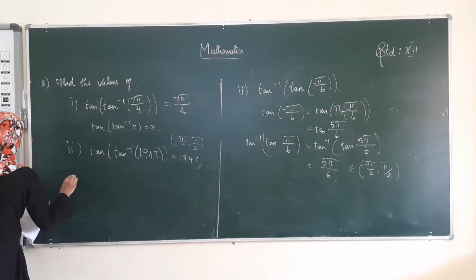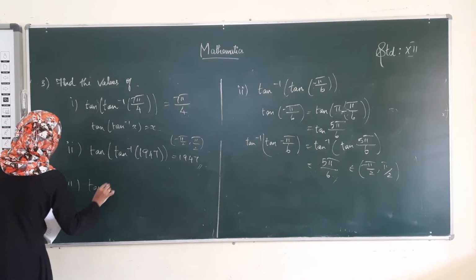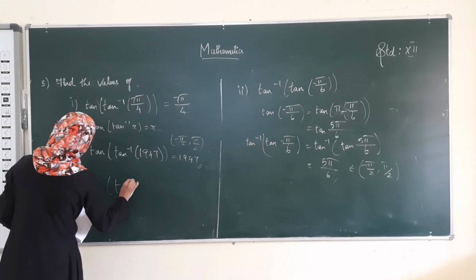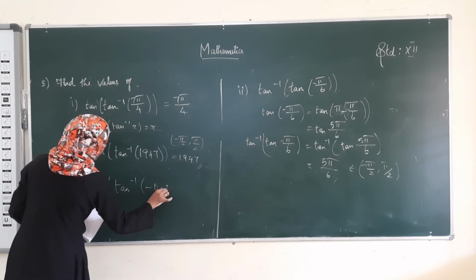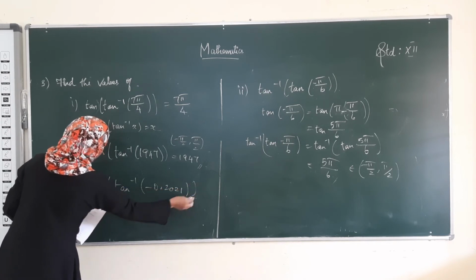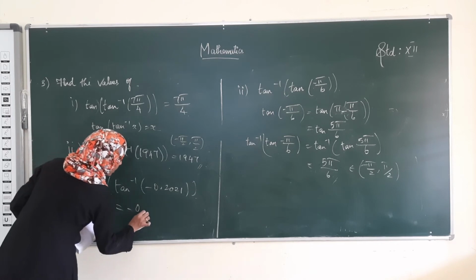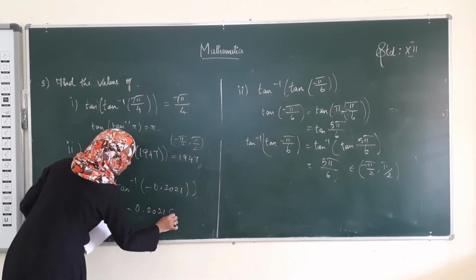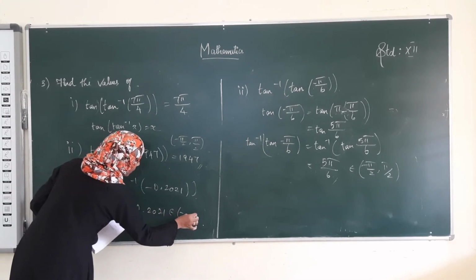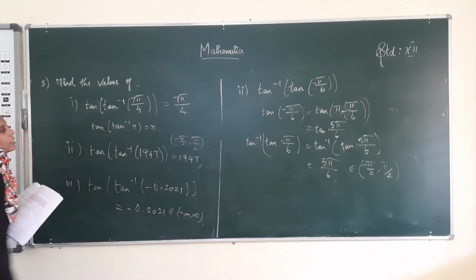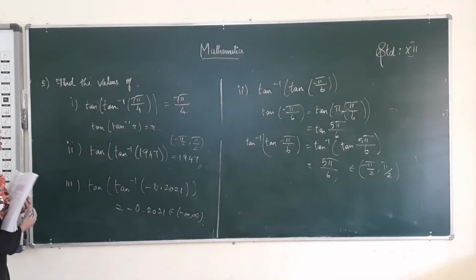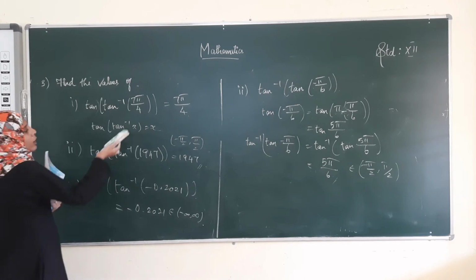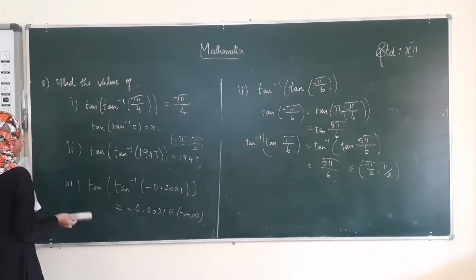See the third subdivision, tan of, again we have tan outside, tan inverse of minus 0.2021. What will be the value? Value will be minus 0.2021 because it belongs to minus infinity comma infinity. Therefore, this is the correct answer. You need not restrict the values because on the outer side we have tan.